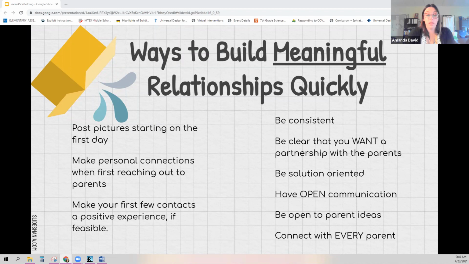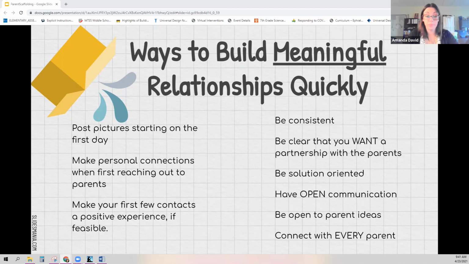Being clear to your parents that you want a partnership with them. Having that attitude and conveying it to your parents that you want to have a relationship, that you want to partner with them, and that at the end of the day, you and the parent both want what's best for the child, and that you don't have any additional agenda, especially for parents who have had a negative educational experience themselves. Showing that you truly are caring and you are passionate about your job, that you enjoy your job and you enjoy working with their child, they are going to be more inclined to want to have a relationship with you as their teacher.